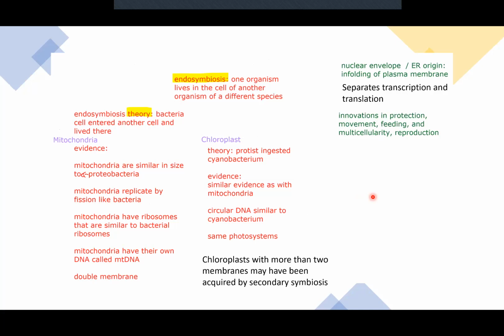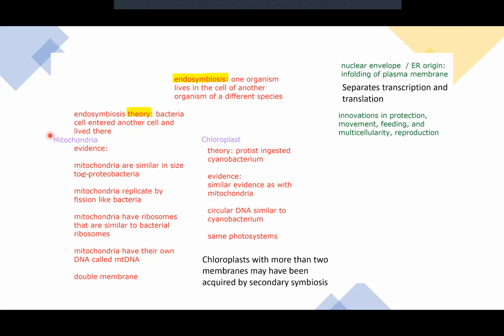So another key topic that we talked about is endosymbiosis. Endosymbiosis is when one organism lives inside another organism of a different species. Why is this important? We talked about endosymbiosis theory, which just says that a bacteria cell once entered another cell and lived there. And this can explain why eukaryotic cells have specific organelles, as well as the behavior of those organelles, such as mitochondria.